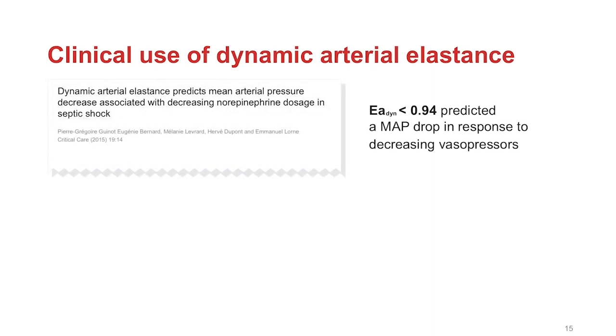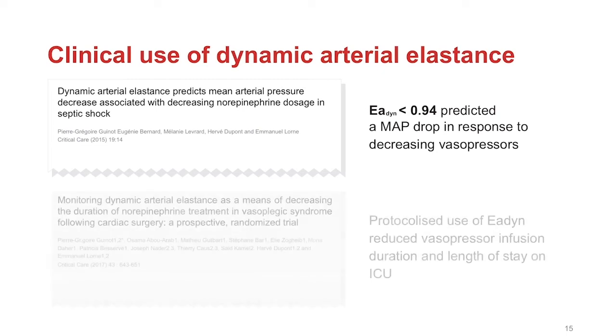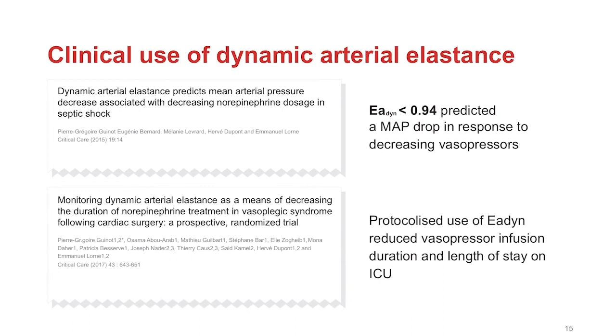Additional work has been performed in the intensive care unit, showing that dynamic elastance has utility in weaning patients off vasopressor infusions. In this group of patients, if dynamic elastance, or EA-dyne, was below 0.94, then a set decrease in noradrenaline was predictive of a decrease in MAP of greater than 15%. The same group then went on to use this cutoff value of EA-dyne in an algorithm to protocolize titration of noradrenaline, and this led to reduced vasopressor infusion time and less time spent on the intensive care unit.